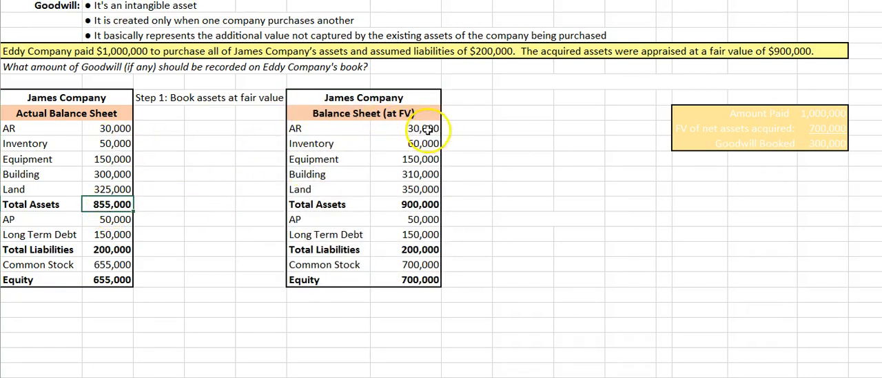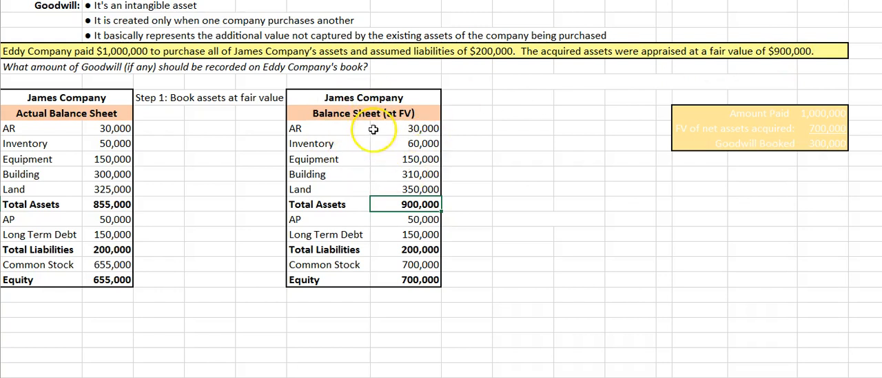So the accounts receivable stayed at $30,000, inventory was appraised a little higher at $60,000, equipment stayed at $150,000, building was appraised a little higher at $310,000, and land was appraised at $350,000, okay? So the appraisal value of the assets turned out to be $900,000. That's the fair value that we see here, okay?